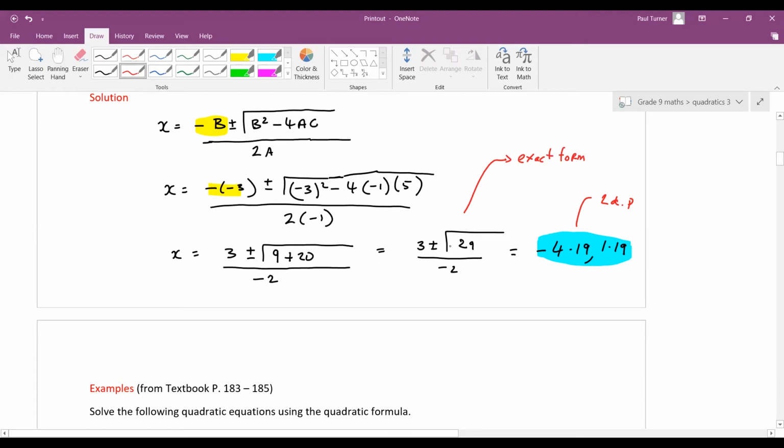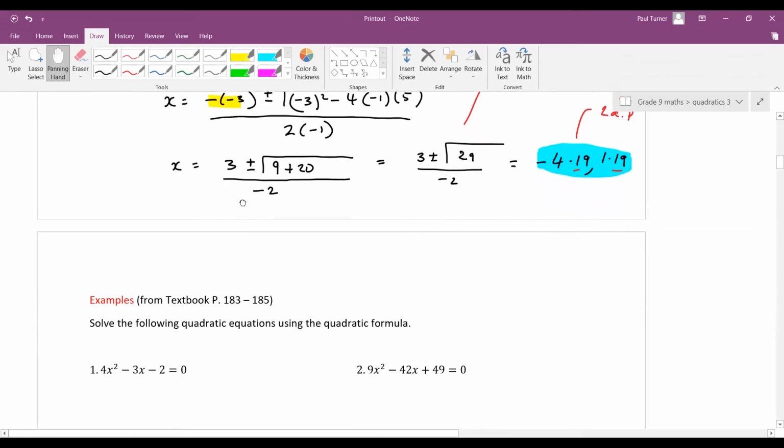So this is no rounding off, okay? You have to see what I ask in the question. Do I want exact form or do I want decimal form? So it may depend on what I ask for. I normally write it in decimal, 2 decimal places, okay, like that.